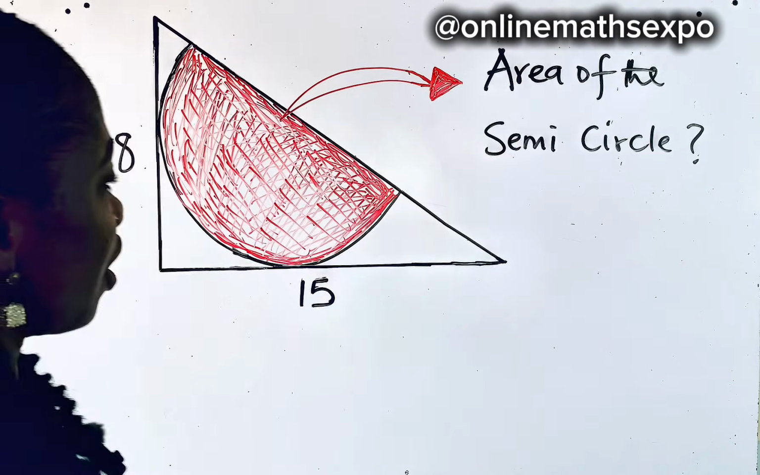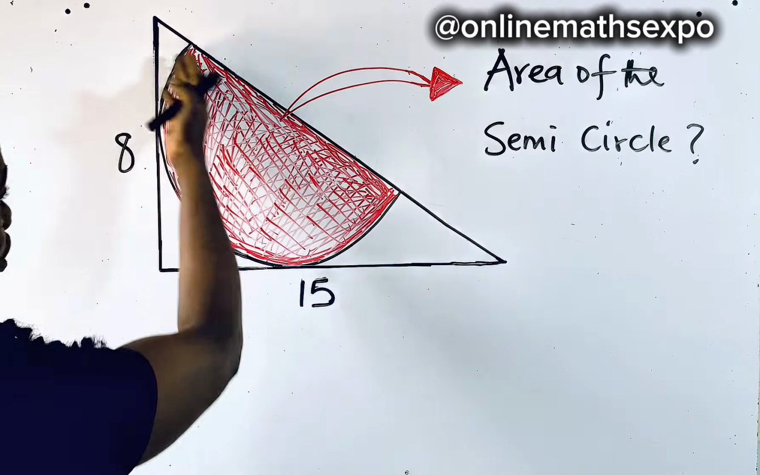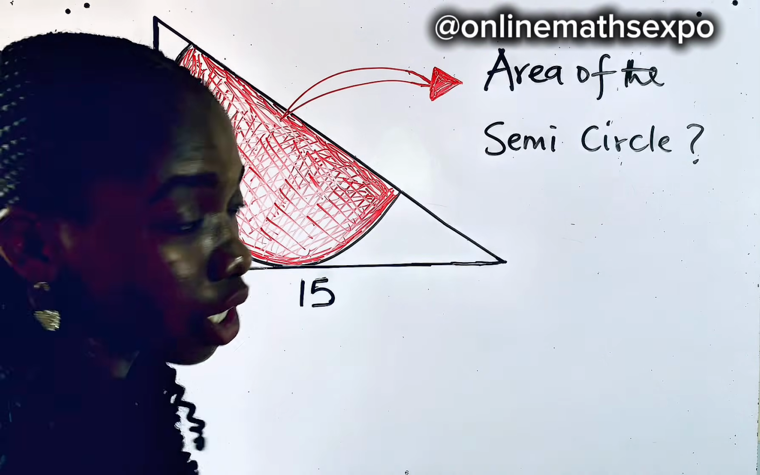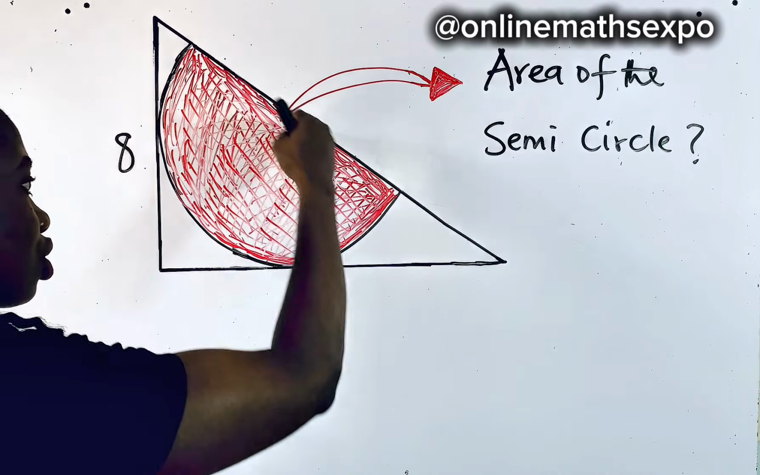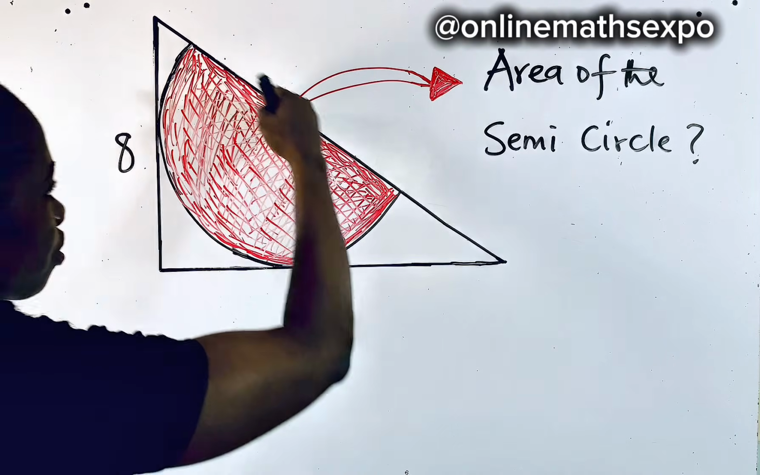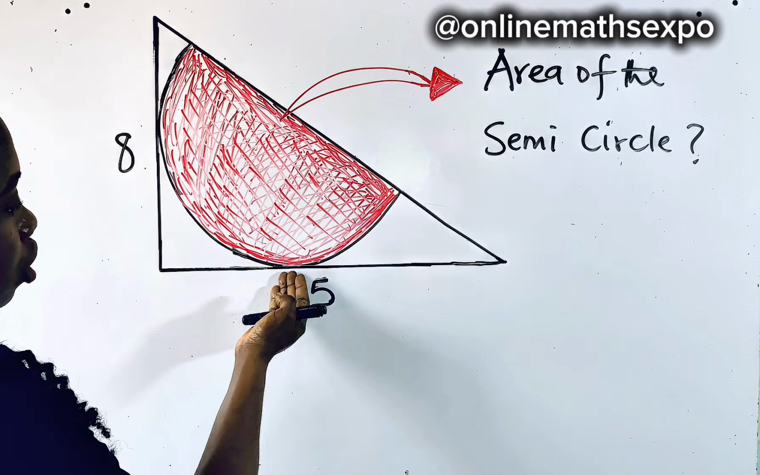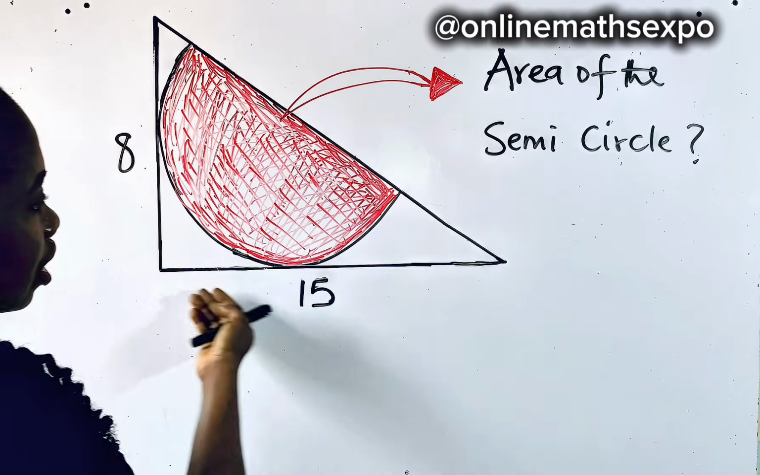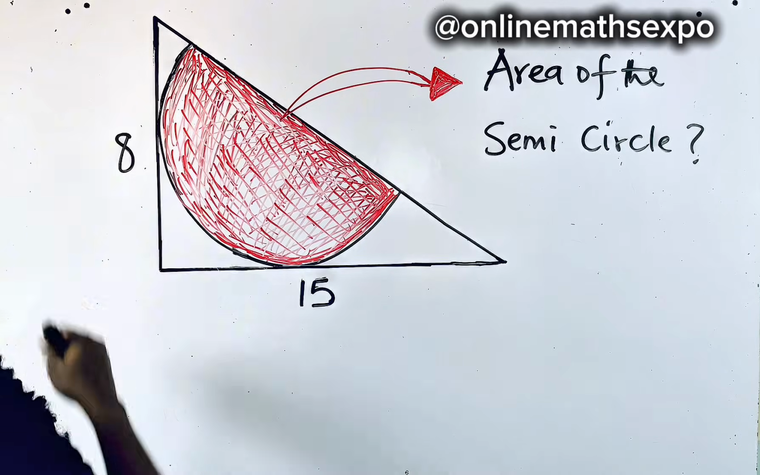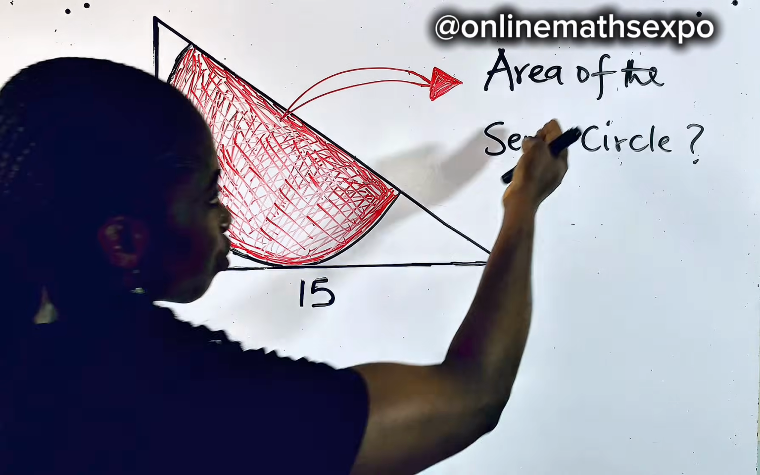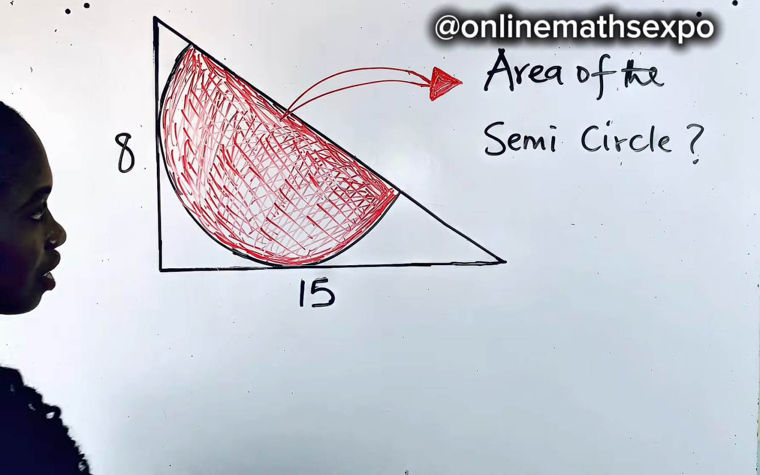We are given a right angle triangle, and inscribed is a semicircle such that the diameter is touching this part of the right triangle and also touches it at these 2 points. And this side of the right triangle measures 15 units. This length measures 8 units. The question is to find the area of the semicircle.